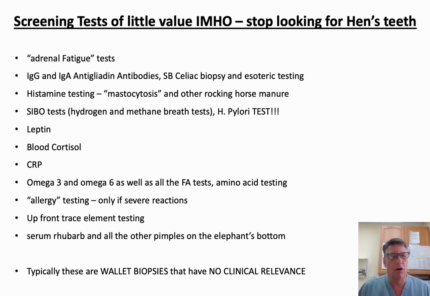CRP, testing for omega 3s and 6s, as well as all the other fatty acid testing and amino acid testing. Is there a place for them? Yes, but it's a pimple on the elephant's ass. Same thing with the allergy testing. If someone has a severe reaction, test for it. But oh, you got a milk allergy. How do you know that it's a milk allergy and not just someone who hasn't had milk for a long time? We just don't know that.